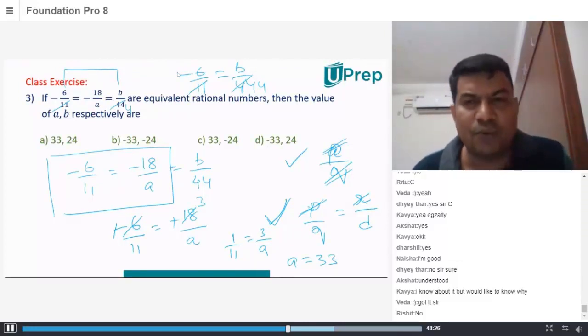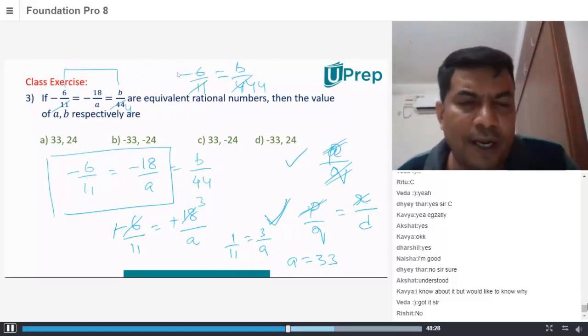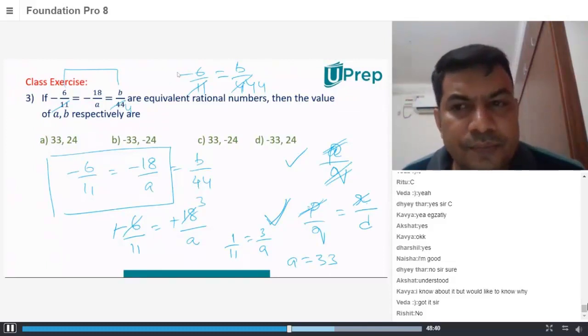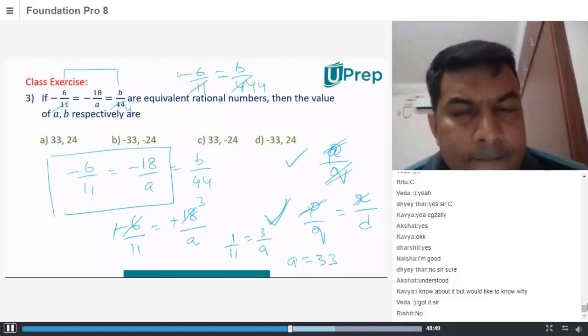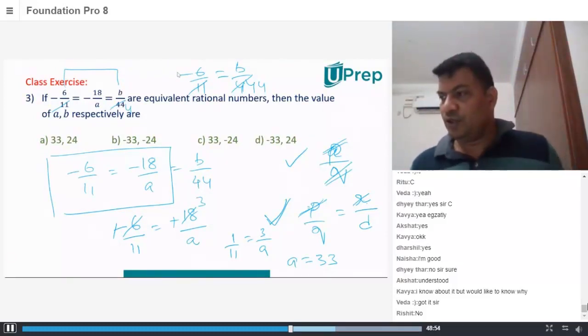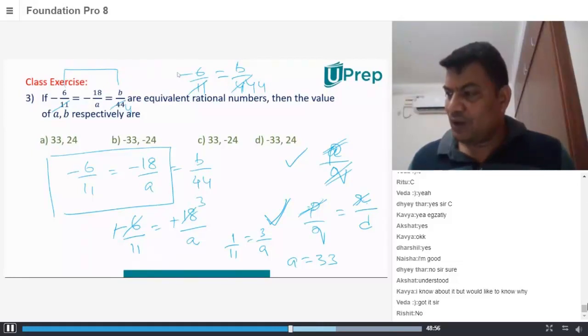Rishit, what is that? No, Rishit, explain. What do you want? Rishit, I'm happy to answer. Can you mention what you are trying to say? Yes, sir. Yeah, Rishit, what do you need? Sir, I have understood. You have understood. Okay. Good. So, therefore, what's the answer now? C is the perfect answer.